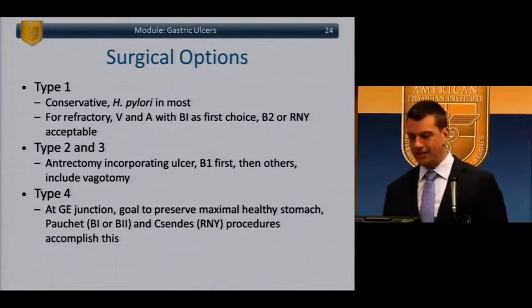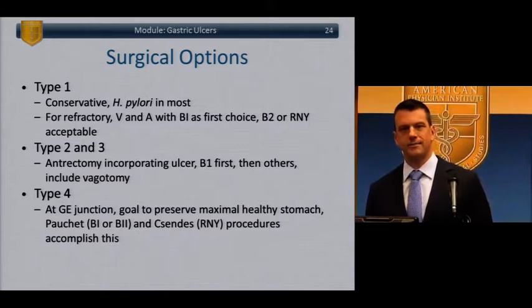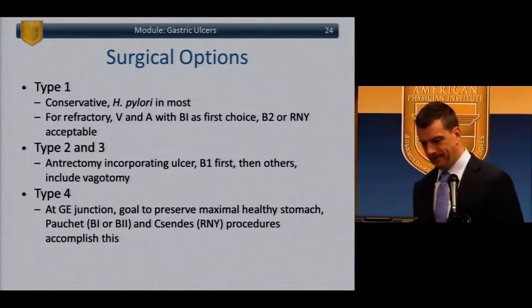Type 4, at the GE junction, there were several described, the Pauchet and the Csendes procedures, and these had to do with excising very high up on the lesser curve and then angling your incision down toward the mid and body of the stomach so you have enough remnant to reconnect.